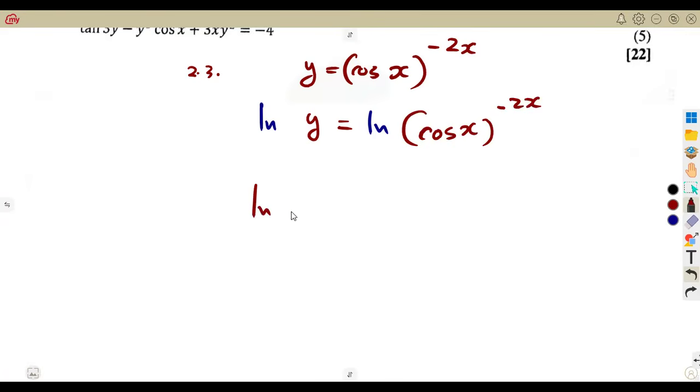Which allows us to simplify this from our N3 mathematics. Remember, a ln is same as a log. So you can drop that exponent and give us what? Minus 2x times the ln of cos x, like that.